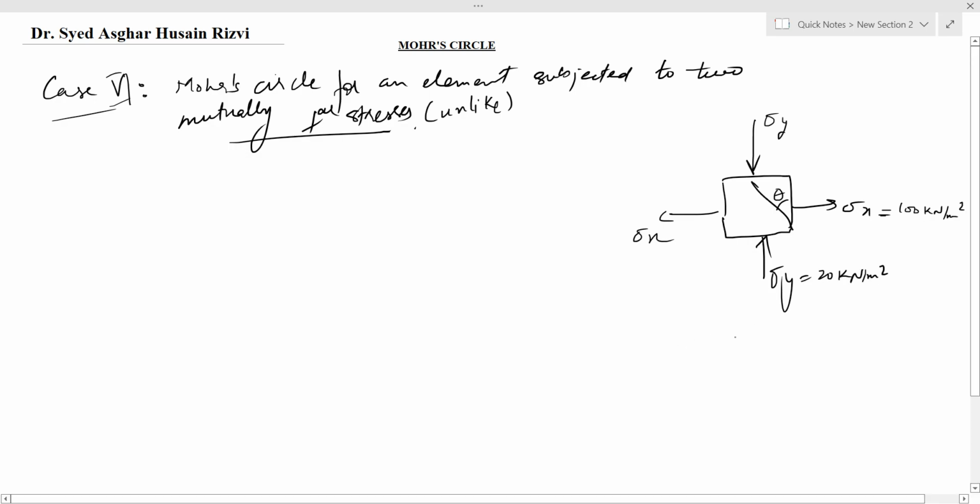We will scale it initially and let 1 centimeter equal 10 kilonewton per meter square. So sigma x will be equal to 10 centimeter equal to OA and sigma y equal to 2 centimeter equal to OB.